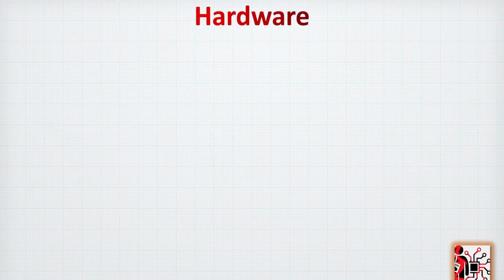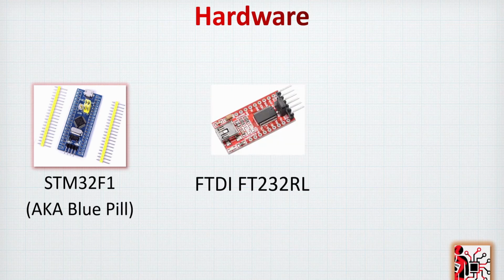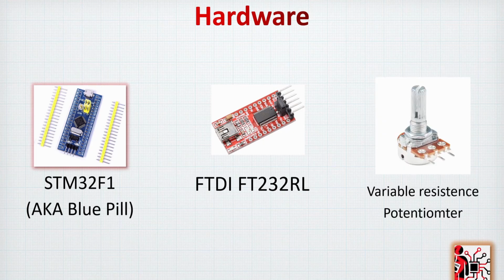For the hardware, this is a follow-up to the STM32F1 tutorial series that we have on the WeeW, but if you even have an Arduino, that would be totally fine. We are going to use here the STM32F1, aka Blue Pill, and also an FTDI to allow the UART communication between the microcontroller and the computer. Finally, whatever microcontroller you have, you will need a variable resistor or a potentiometer to make the readings and to play with them, to see how dynamically your readings appear on your computer.